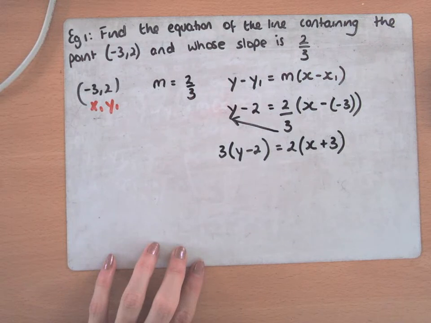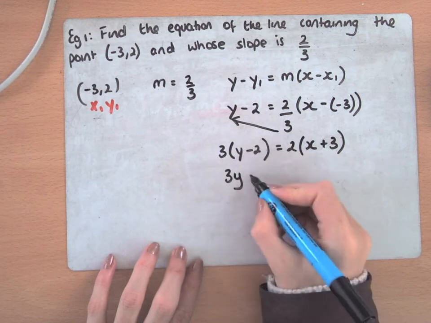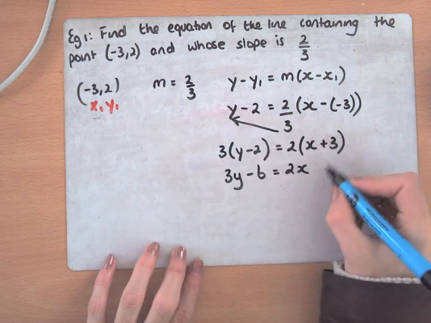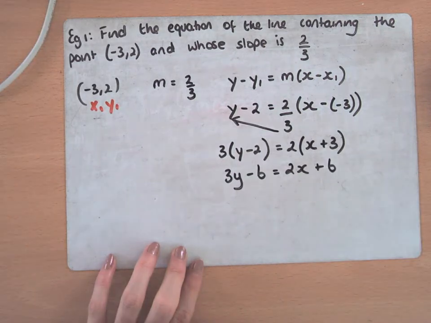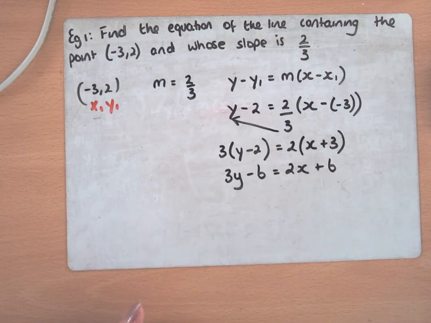Any questions there? Okay. And from there you're just going to tidy up. So 3 by y is 3y, 3 by minus 2 is minus 6, 2 by x is 2x, 2 by 3 is 6. And normally I like to bring everything to one side. Okay?